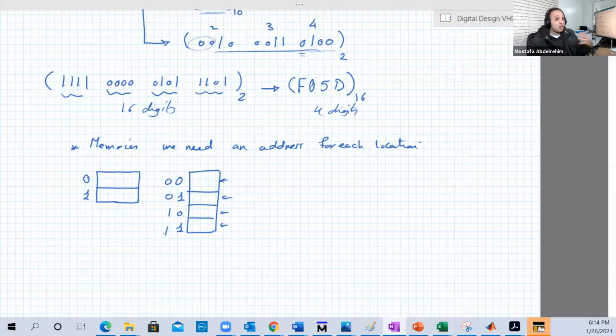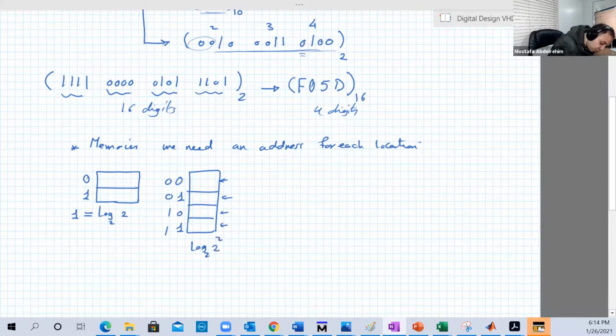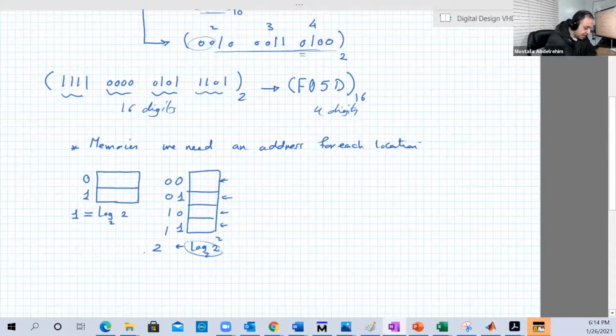So basically we need log to the base 2 of the number of locations. So here log to the base 2 of 2 locations is actually 1 bit. Here is log 2 of the number of locations, which is 4, which is 2 to the power of 2. So this will give us 2 bits. Good. And here are the addresses. Still no problem. So here is 2 locations. Here is 4 locations.